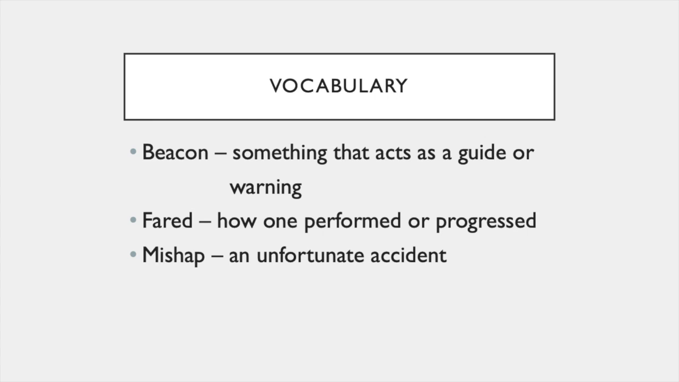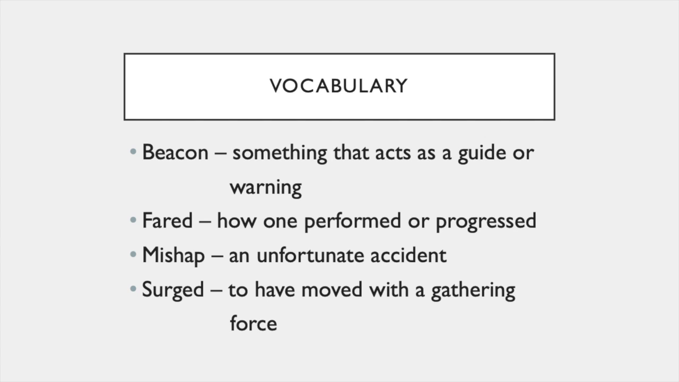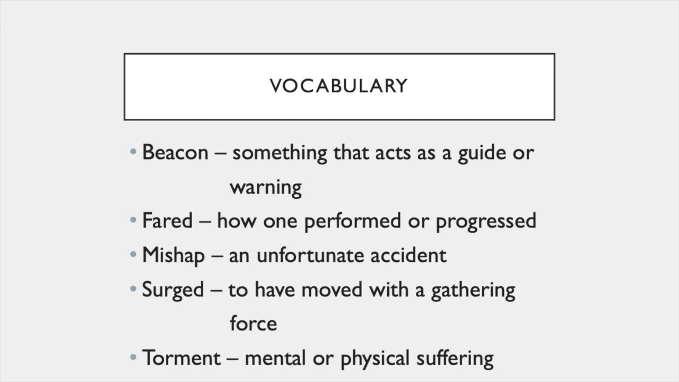Mishap. A mishap is an unfortunate accident. There was a mishap when I was cooking and I spilt my dinner on the floor. Surged. Surged means to have moved with a gathering force. The football team surged across the field. Torment. Torment is mental or physical suffering. When the people were taken captive, they endured a lot of torment.